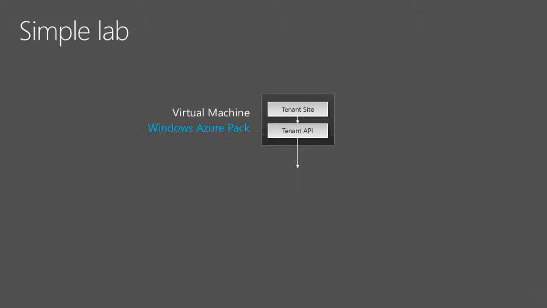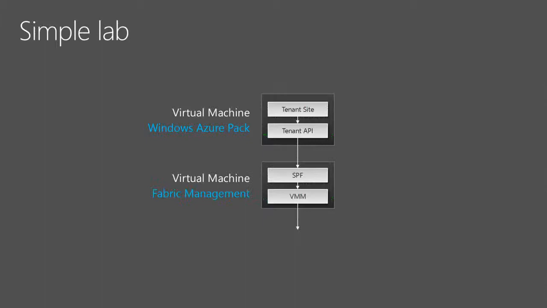Well, that's easy. Just go to the tenant side, and you say, create new virtual machine. That tenant side actually talks to the tenant API, which in its turn talks to that endpoint. Now, for the VM clouds, that endpoint is SPF. So you could have a second box with VMM and SPF installed. SPF will translate that command to VMM, which will, in its place, execute the job against Hyper-V, which is sitting on a physical host.